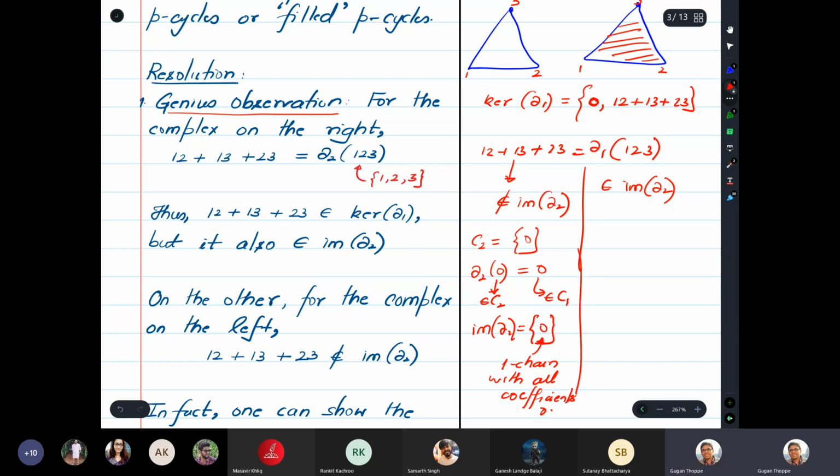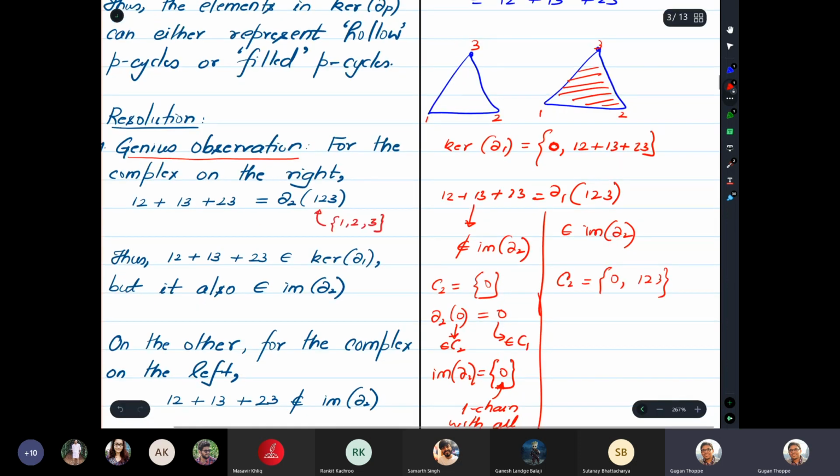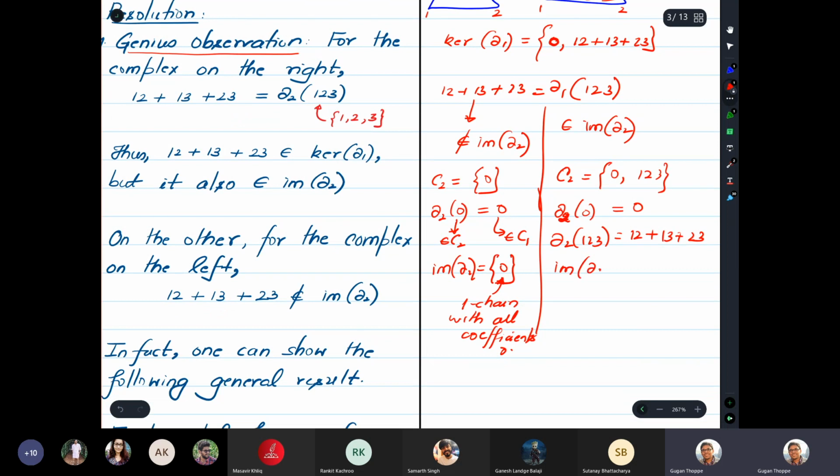For the figure on the right, C2 will include 0 and this triangular face 1, 2, 3. There is just one triangular face for the simplicial complex on the right. Because of that, C2 will be the vector space which includes this trivial 2 chain and this 2 chain which is 1, 2, 3. Now if you look at ∂2, ∂2 of 0 is 0, and ∂2 of 1, 2, 3 is 1, 2 plus 1, 3 plus 2, 3. So in this case, the image of ∂2 includes both 0 and 1, 2 plus 1, 3 plus 2, 3. Is this okay?